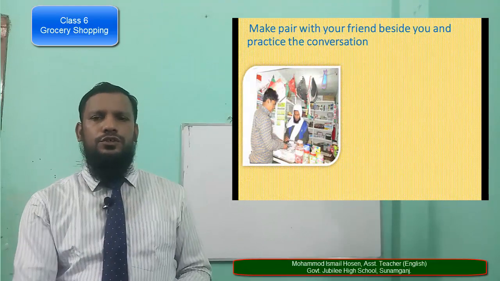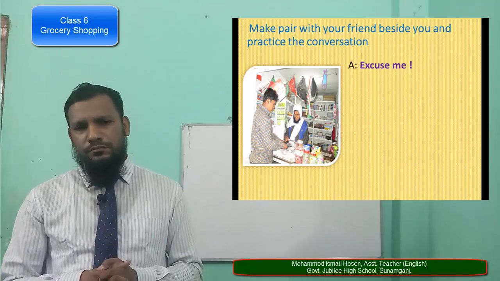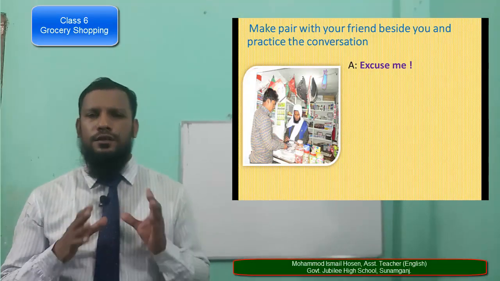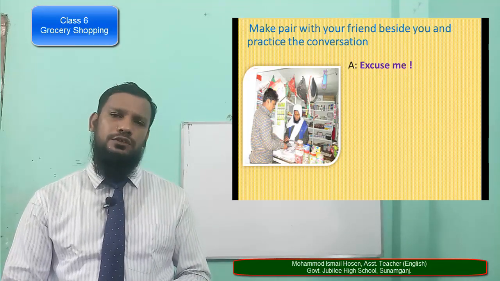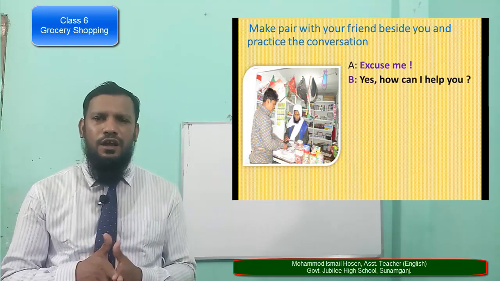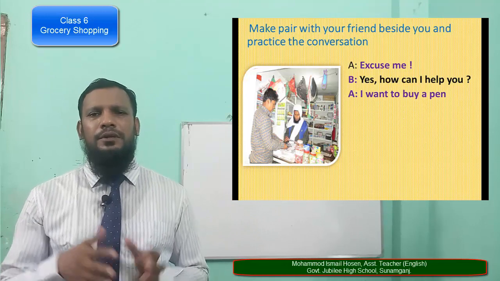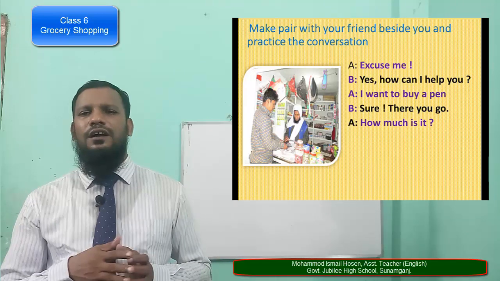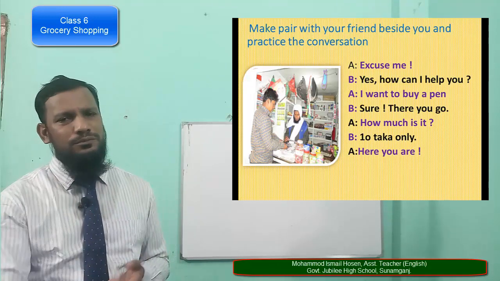Okay, dear students, this is another picture of shopping. You can see the picture and try to make a short dialogue. Let us see what dialogue is available here. A: Excuse me. B: Yes. How can I help you? A: I want to buy a pen. B: Sure. There you go. A: How much is it? B: 10 taka only. A: Then here you are. Thank you.